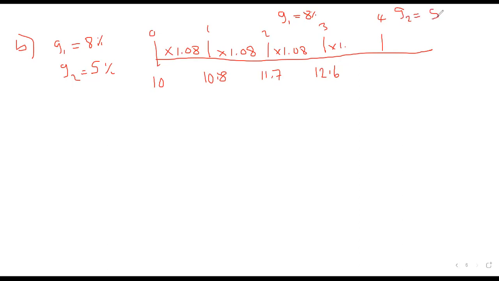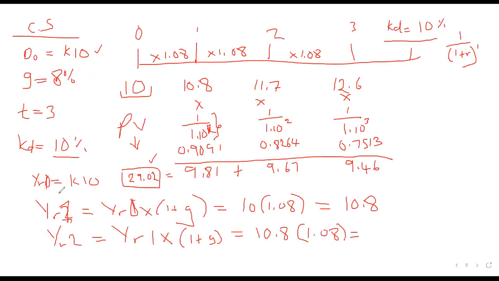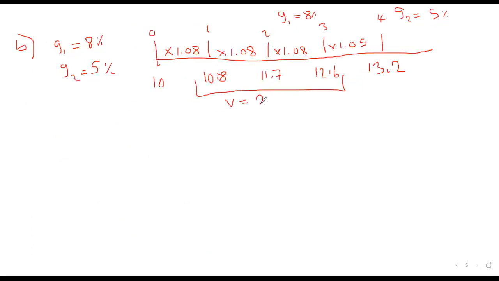If I multiply by 1.08, what are you going to multiply by now? 1.05. Good, 1.05. So here, what do we get when we multiply by 1.05? 13.2. We already know that the value of stock phase 1 was what? 29.02. Okay.